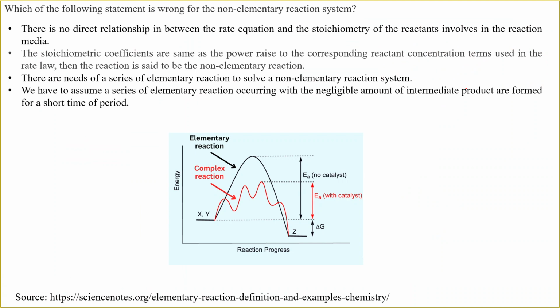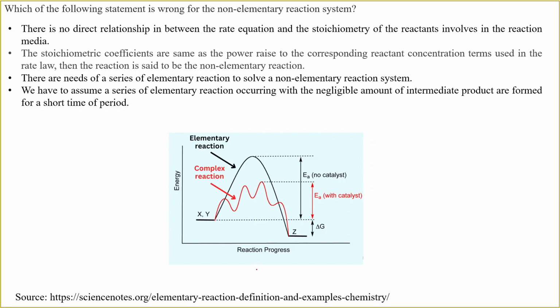Next, we have: which of the following statements is wrong for non-elementary reaction systems? So, first of all, I will define what a non-elementary reaction system is. Elementary reactions occur when your reaction is quite straightforward, like when A plus B gives C. It will have only one activated complex formation, and then it will just proceed down to the products.